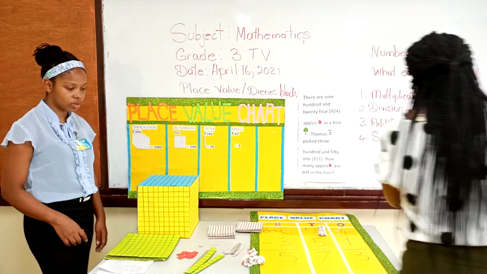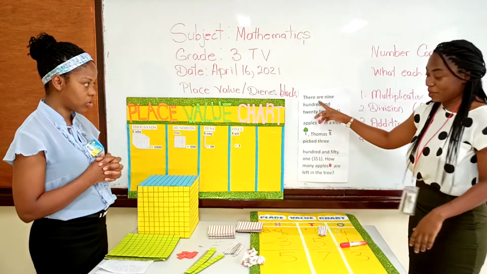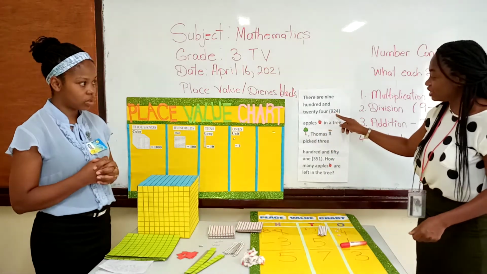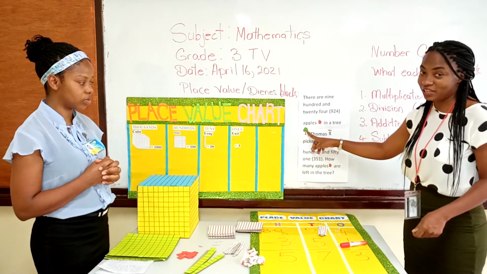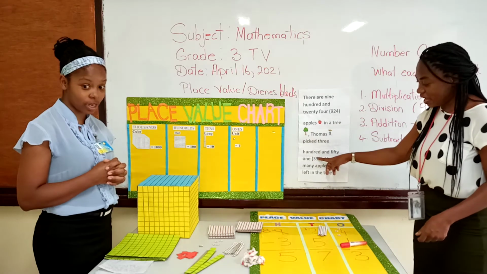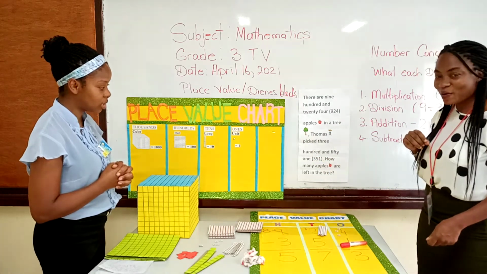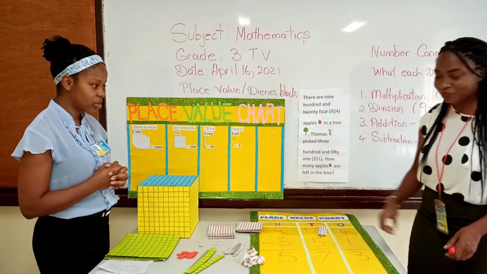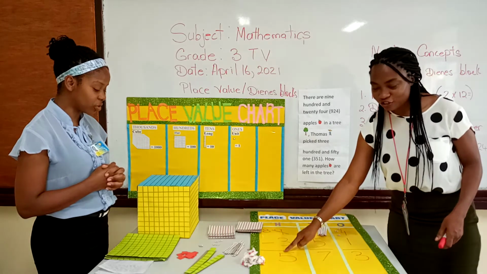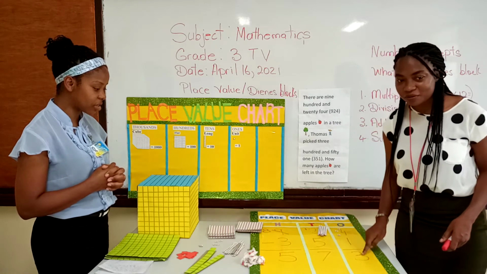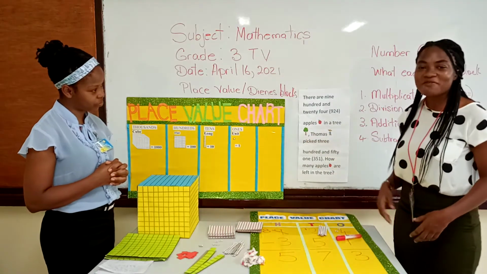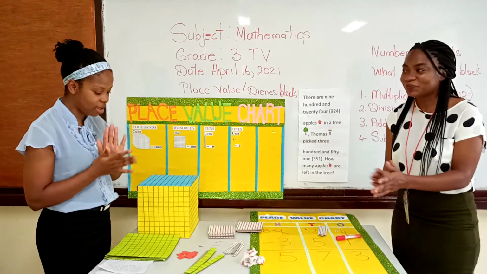So remember, Thomas, there were 924 apples in the tree. And Thomas picked 351. How many apples are left in the tree? Let us read. 573 apples are left in the tree. Very good. Clap yourself, children.